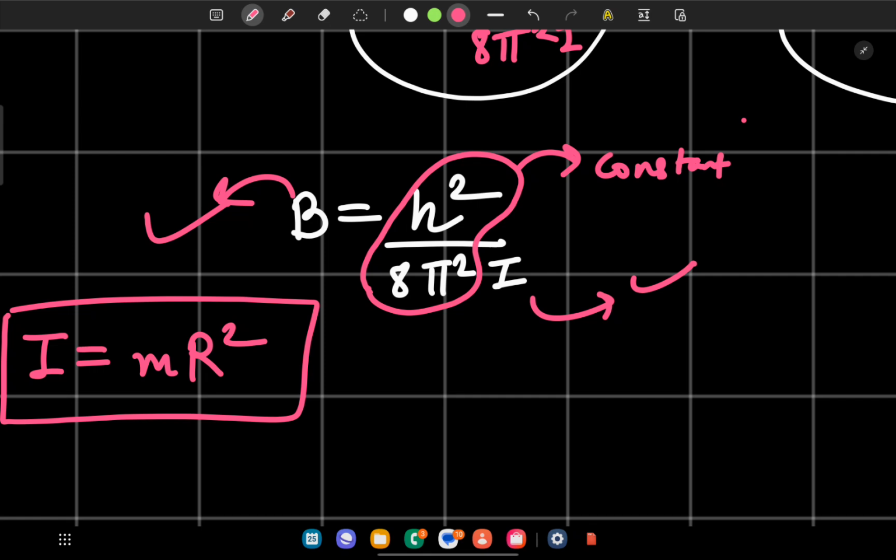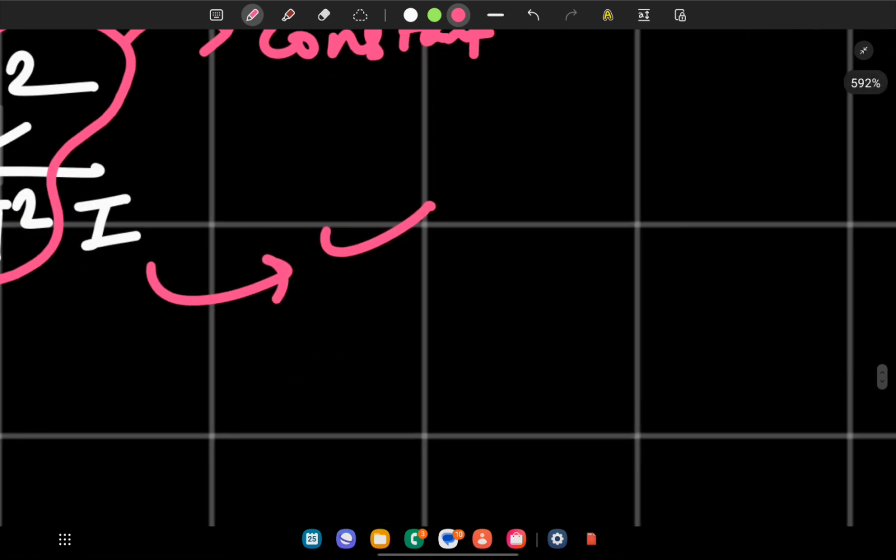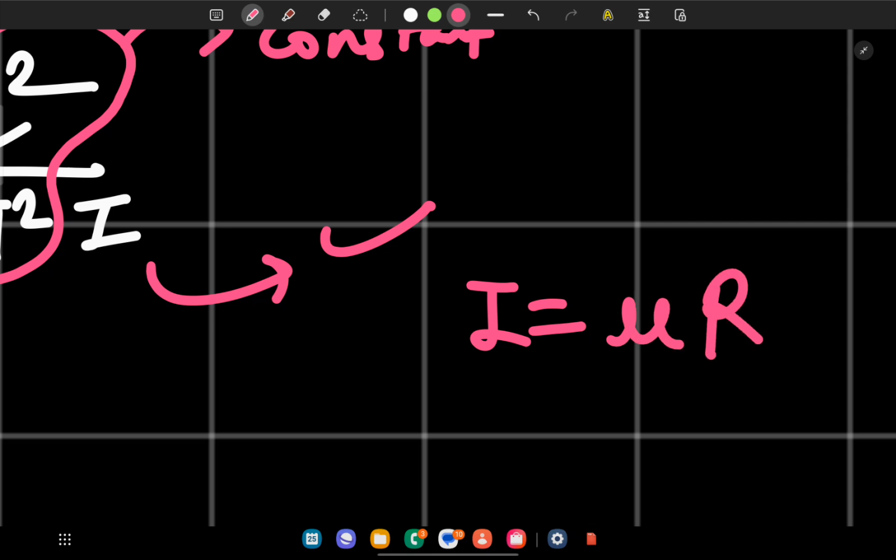What we do is we figure out their reduced mass, and from the calculations of the reduced mass we can see a lot of things about the rotational spectroscopy. So we can write for the particular diatomic molecule, I becomes mu r square. r is the radius.